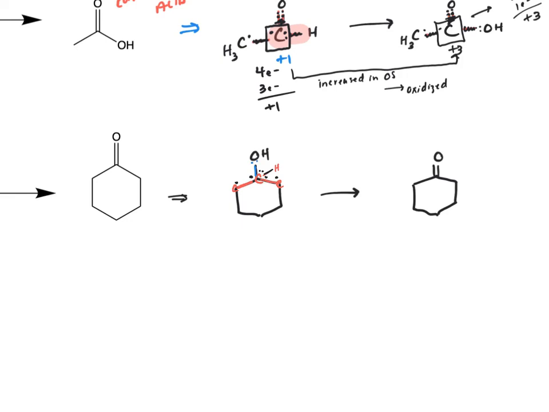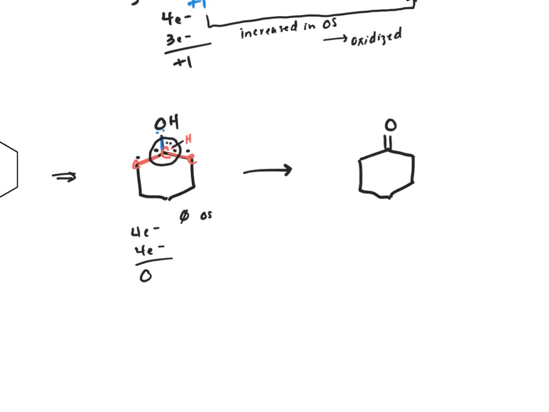So if we keep track of this, we had 1, 2, 3, 4. It wants 4 electrons. In this compound, it does have 4 electrons. So we have a 0 oxidation state. Zeros and O's look the same. So 0 oxidation state.